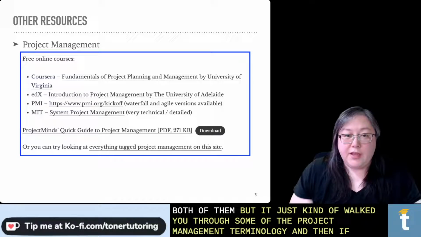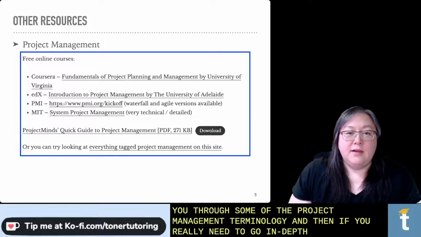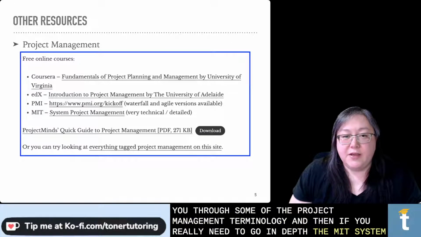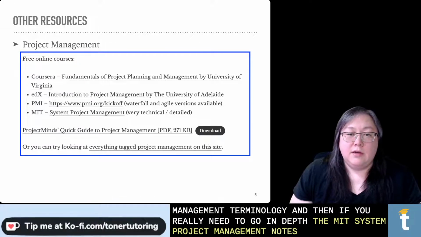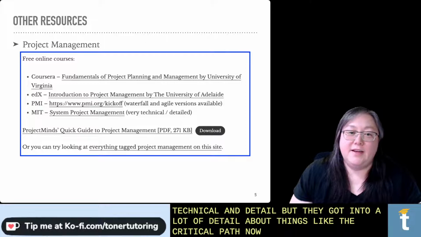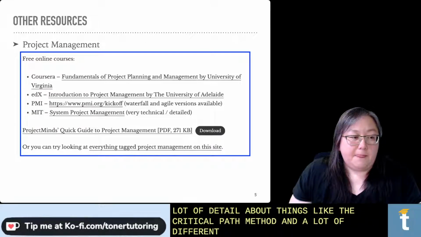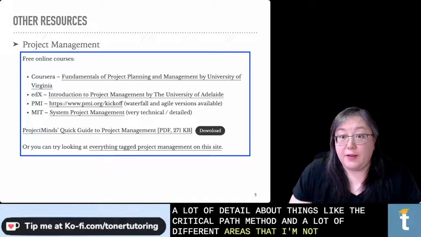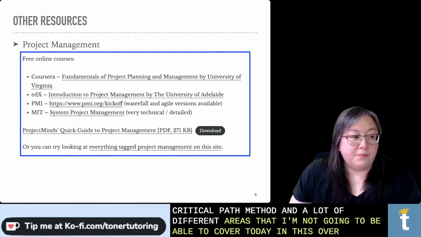And then if you really need to go in depth, the MIT System Project Management notes were highly technical and detailed, but they got into a lot of detail about things like the critical path method and a lot of different areas that I'm not going to be able to cover today in this overview.